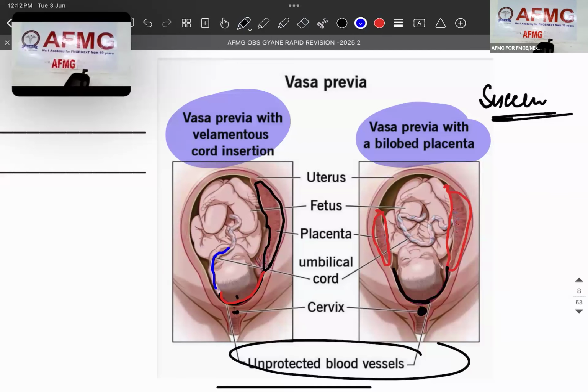The presentation of placenta previa: painless vaginal bleeding, soft non-tender uterus, and height of uterus corresponding to the period of gestation. And management, 2 things.